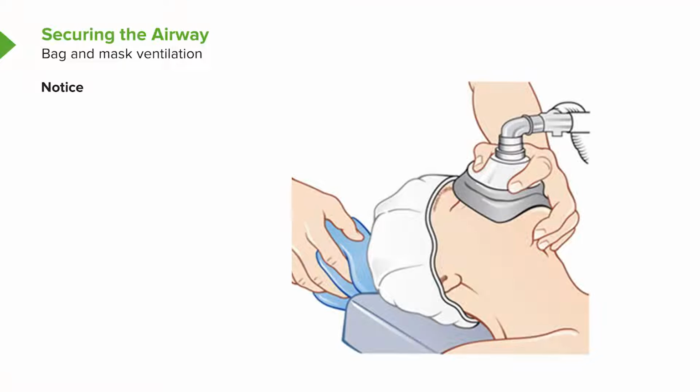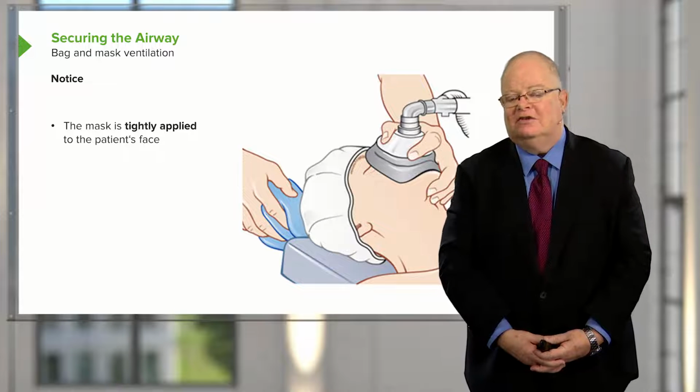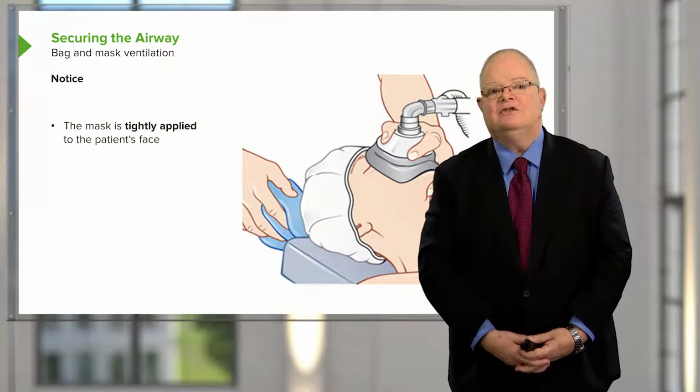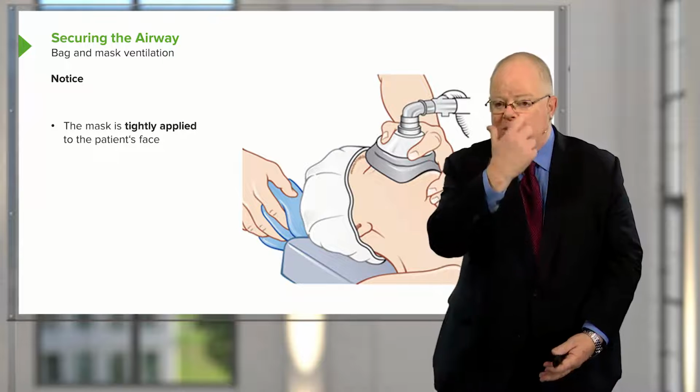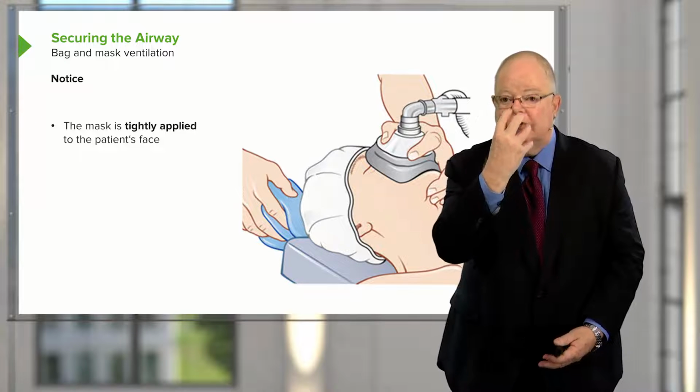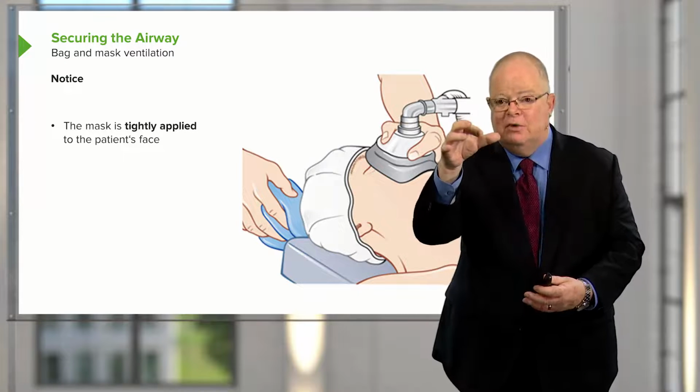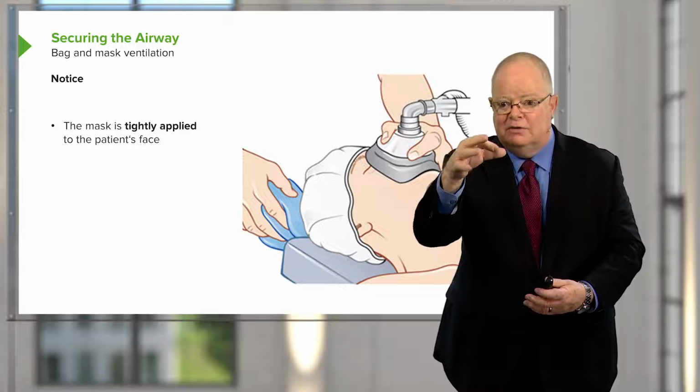I've mentioned bag and mask ventilation a number of times in these lectures, and this is what it looks like. Basically, the bag is on the anesthetic circuit. You've seen that in previous pictures. The mask is just a standard medical mask. It's placed over the patient's face to produce a seal around the nose and the mouth. The thumb and forefinger force the mask down over the face.